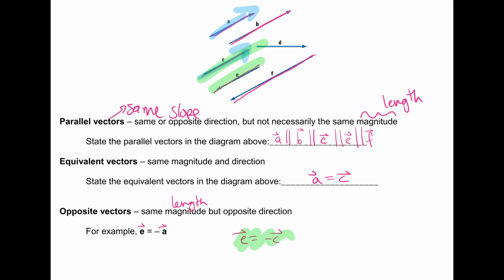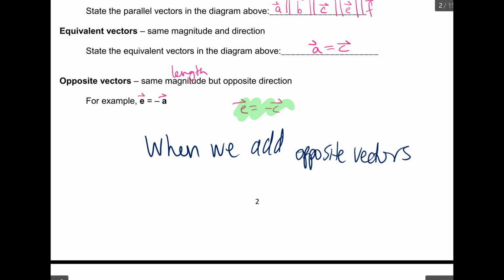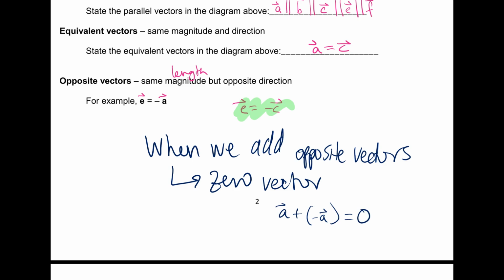Yep. All right. What happens if you add opposite vectors? It's 0. How do you know this? Because we said they're the same length. When we add opposite vectors, we get a 0 vector. So for example, if I take A and add negative A, I get 0.